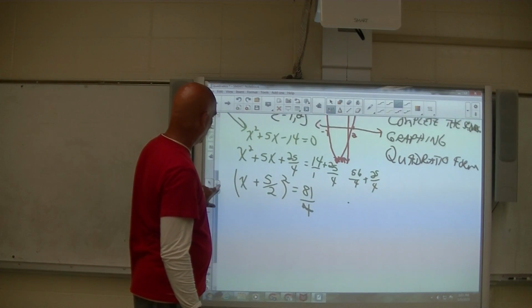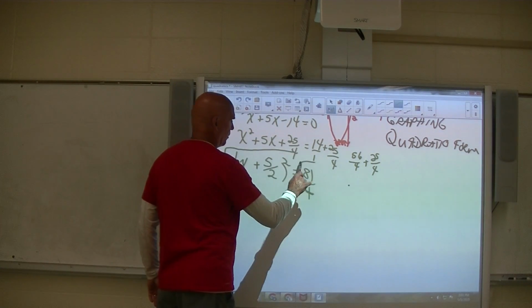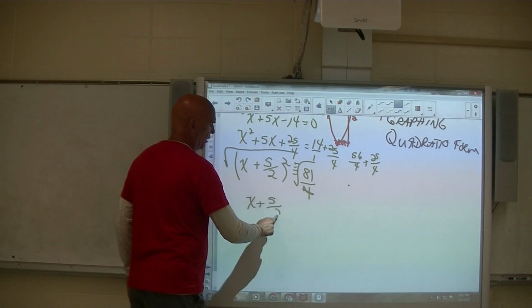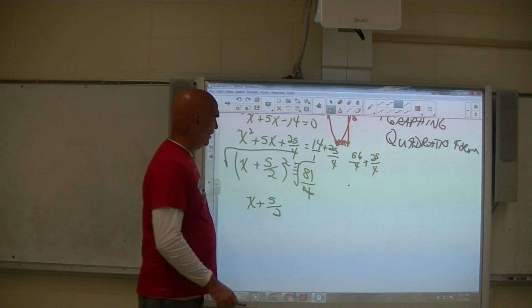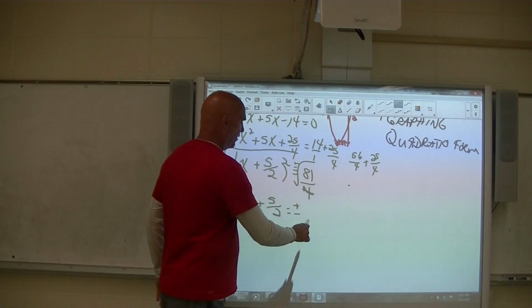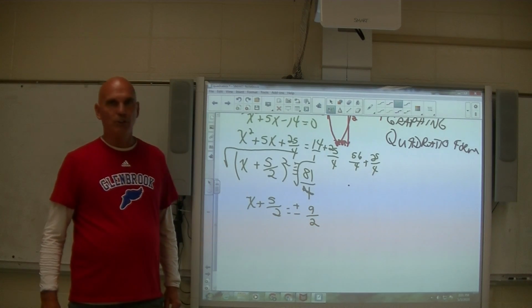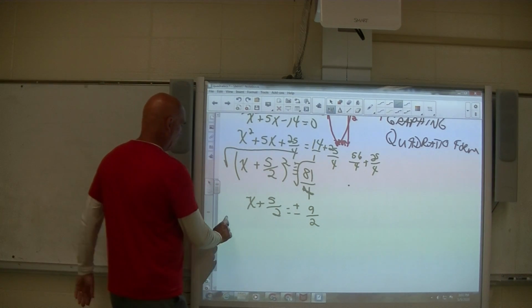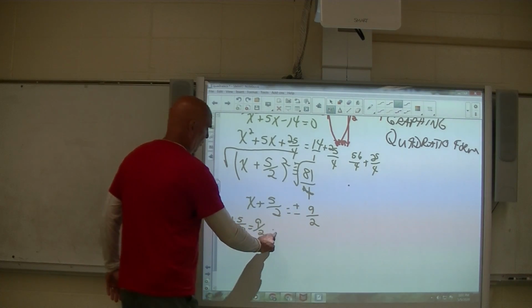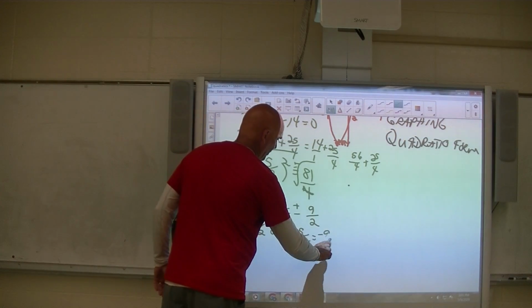Again, we're doing the same problem 4 different ways. You want to take the square root of both sides, and when you do, you take plus or minus over here, because here the square root just goes away. All right, so you get x plus 5 halves. Here, you get plus or minus the square root of 81 over 4. The square root of 81 is 9, the square root of 4 is 2. So plus or minus 9 halves. That means x plus 5 halves equals 9 halves, or x plus 5 halves equals negative 9 halves.